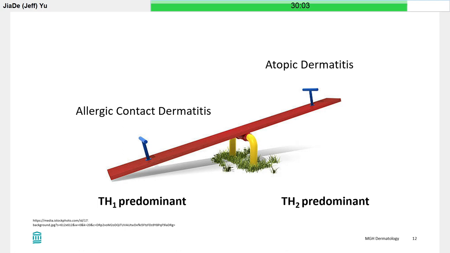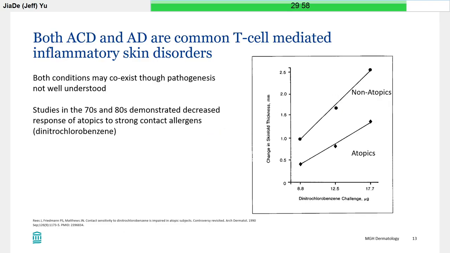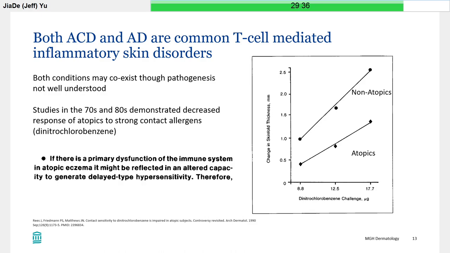Therefore, a lot of the early studies focused on allergic contact dermatitis and AD tried to show this thesis. In some of the studies done back in the 70s as well as the 80s, they showed that non-atopics developed much stronger reactions to an artificial contactant, dinitrochlorobenzene, which is a strong sensitizer. When they put that on the skin of non-atopic patients, they developed a large reaction. When they put it on the skin of patients with atopic dermatitis, they showed a smaller reaction. Therefore, the authors concluded that if there is a primary dysfunction in the immune system in atopic eczema, it might be reflected in the altered capacity to generate delayed type hypersensitivity. This paper was published in 1990, and that has largely held true through the next decade.